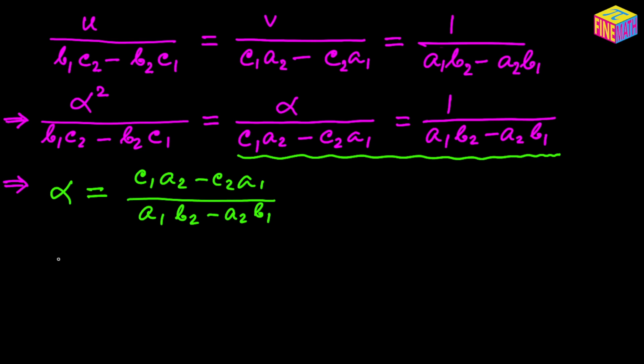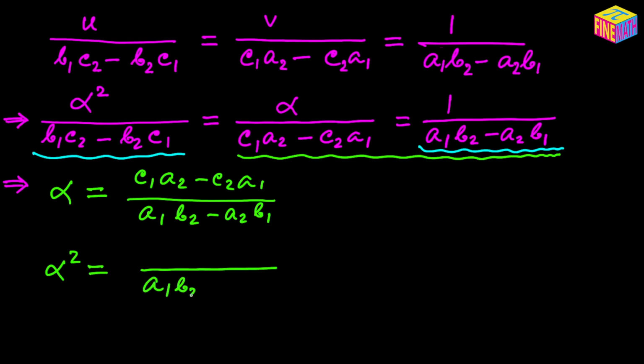And then let's also try to find out what would be the value of alpha squared here. So now I'm going to take this part of the equation, which is equal to this part right here. From there I'm going to try and find the value of alpha squared, right? So from here we can say the alpha squared will be whatever we have in the denominator, that is a sub 1 b sub 2 minus a sub 2 b sub 1, and then whatever we have in the denominator of alpha squared will go to the numerator, that will be b sub 1 c sub 2 minus b sub 2 c sub 1. So from here we get alpha and alpha squared.